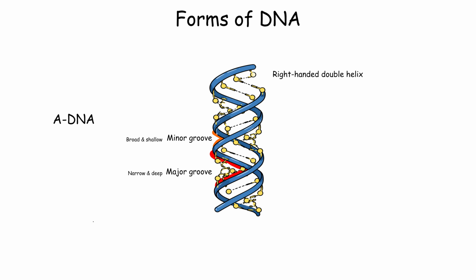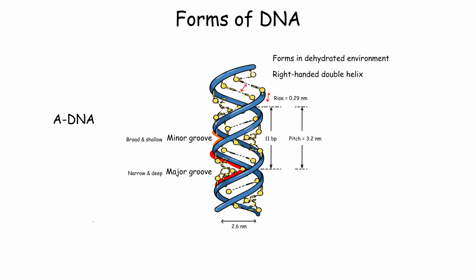aDNA usually forms when DNA becomes dehydrated or when water availability is low. It may also form in conditions with a higher concentration of ions. aDNA has about 11 base pairs per turn. The rise per base pair is about 0.29 nanometers, and the pitch is about 3.2 nanometers.